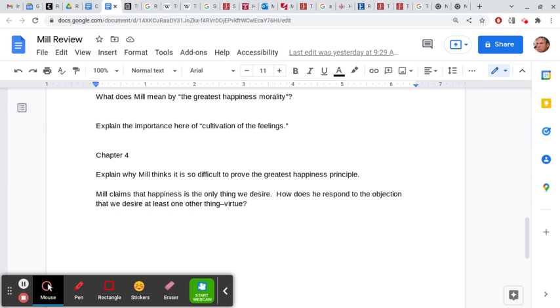Mill claims that happiness is the only thing we desire. That's very important. And to prove that maybe would be to prove the greatest happiness principle. How does he respond to the objection that we desire at least one other thing, virtue, or doing what's right? This is actually quite an interesting part of the book, where you might say that this is where the divergence between Kant and Mill is the most obvious on this question.